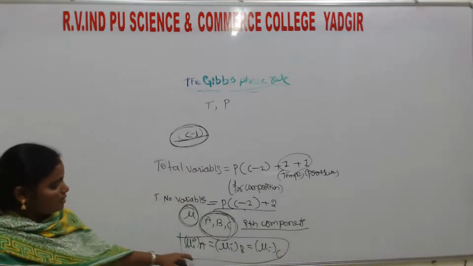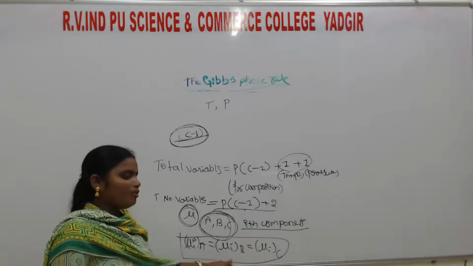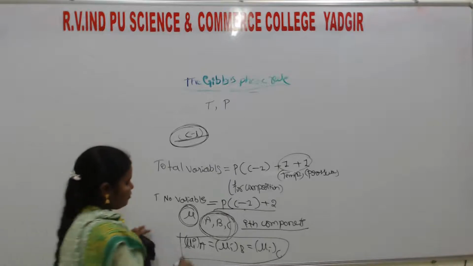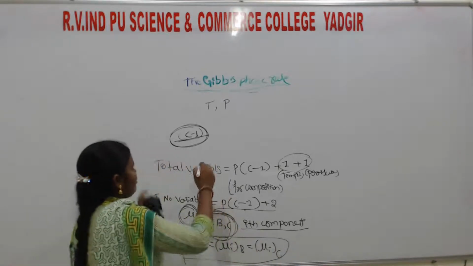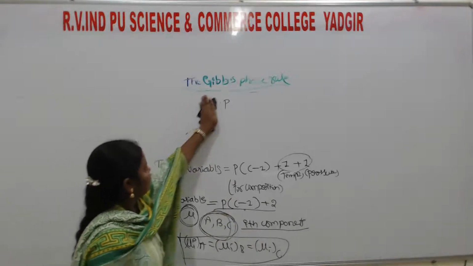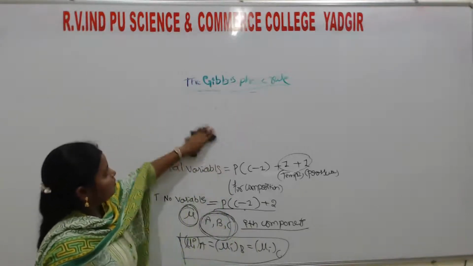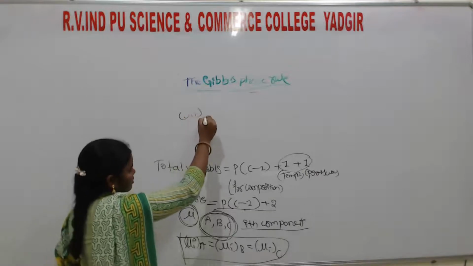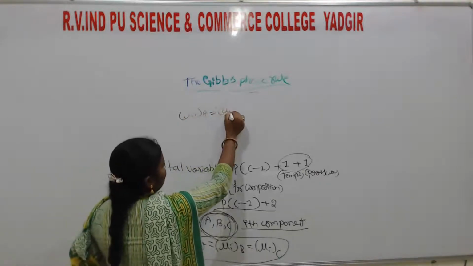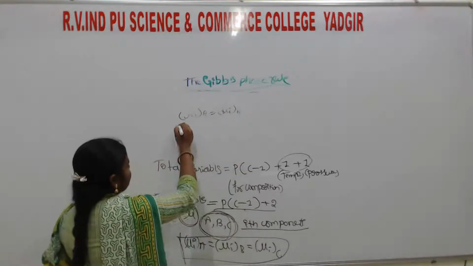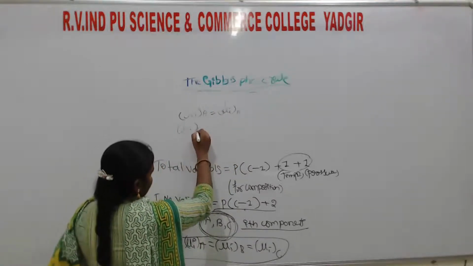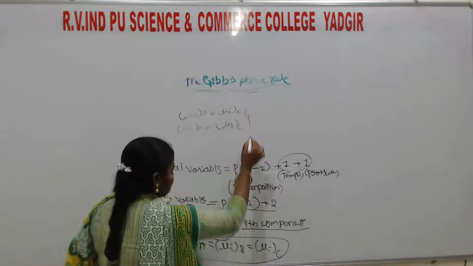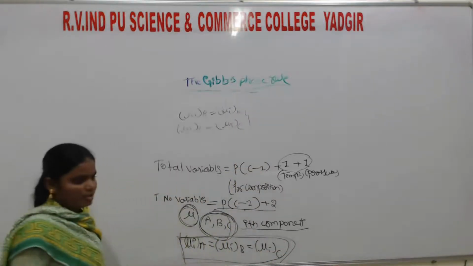In yesterday's class we studied this equation: mu_iA equals mu_iB equals mu_iC. This equation forms two equations: one is mu_iA equals mu_iB, and another is mu_iA equals mu_iC. These two equations are formed from this equation.